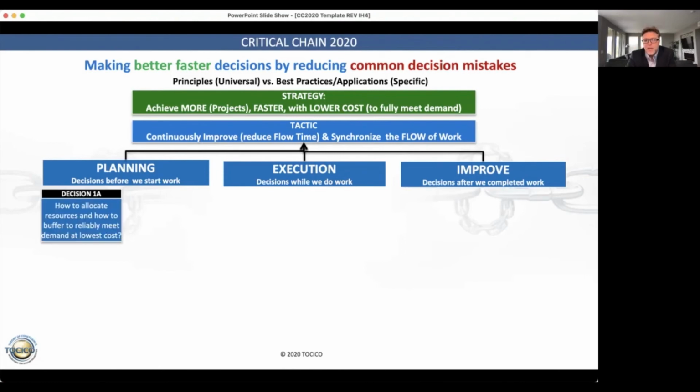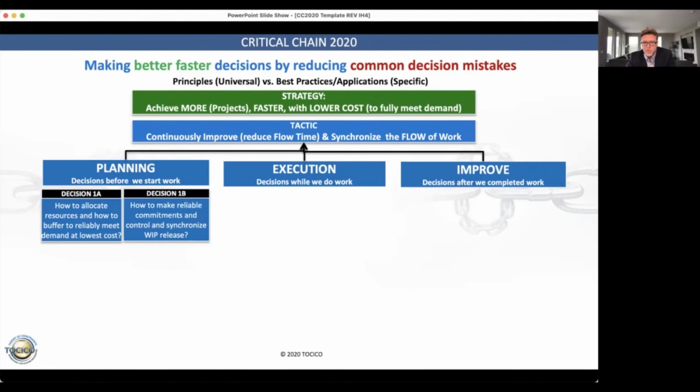For each of these, there are essentially 2 categories of decisions. In planning, the first of those categories has to do with decisions we make before we start doing the work, which involve how we allocate our resources, and specifically also our buffers. How do we buffer in order to reliably meet demand at the lowest cost? And how we buffer means not just the size of the buffers, but where we place those buffers and what buffering mechanism we are going to be using.